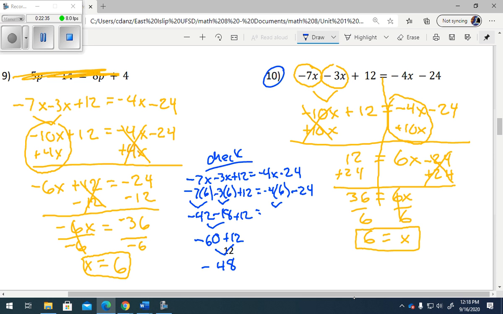Negative 4 times 6 is negative 24. And I bring down the minus 24. And then negative 24 minus 24 is negative 48. I'm just going to write it way down here so I can put an equal sign and put a check.